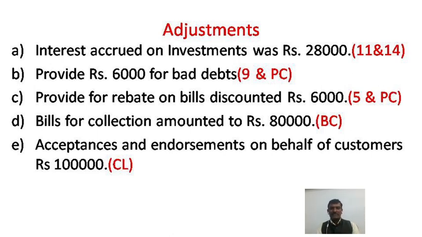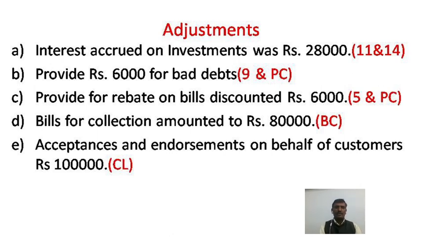Then the second adjustment, that is provide rupees 6,000 for bad debts. It is a provision for bad debts. So provision for bad debt, first of all, is adjusted to schedule number 9, that is cash credits, loans and advances, like that items will be there. So from that, this is to be adjusted. Then, as it is a provision, it is taken to provisions and contingencies.